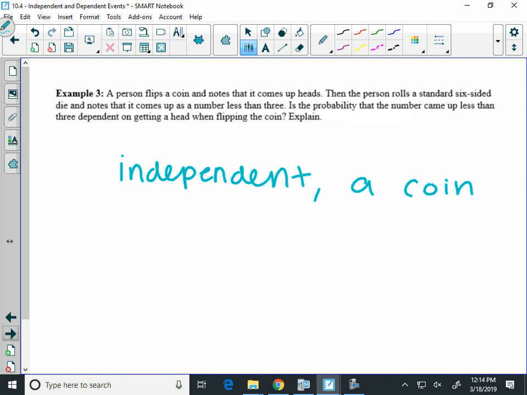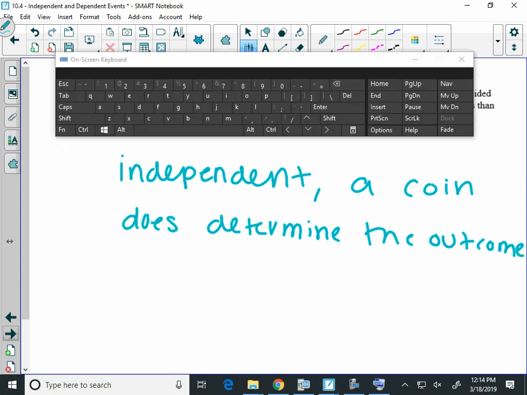A coin has no effect or does not determine the outcome of a die.